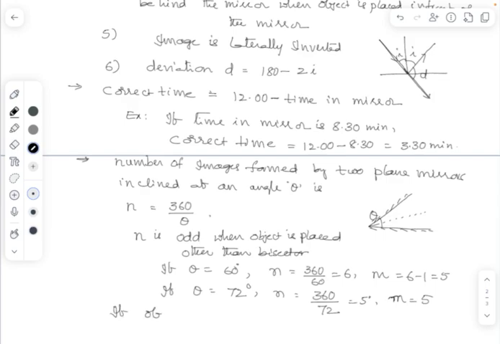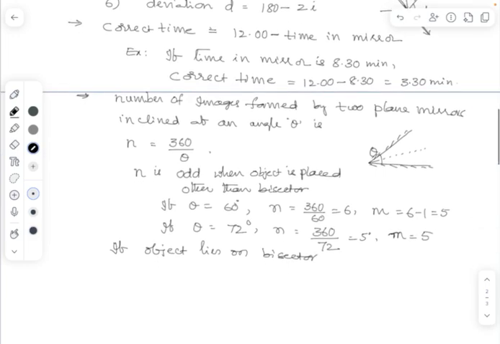If object lies on bisector, number of images formed is always even.